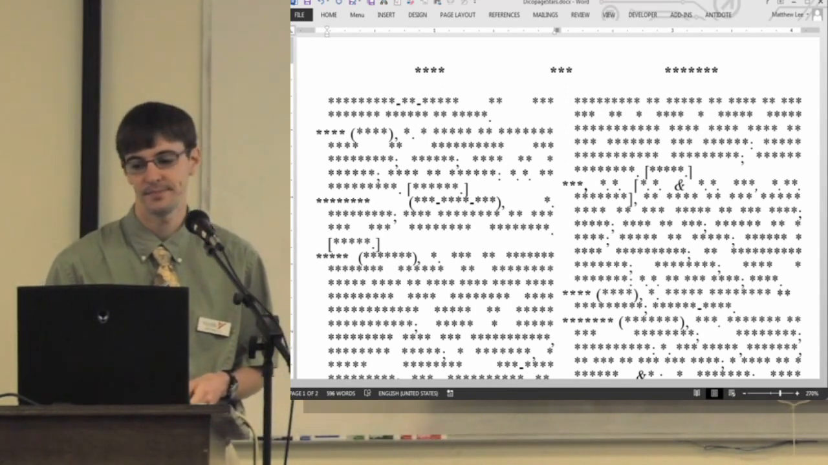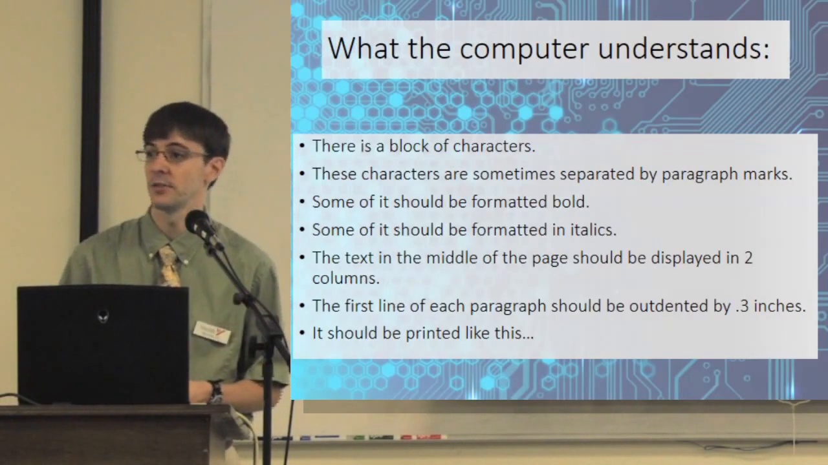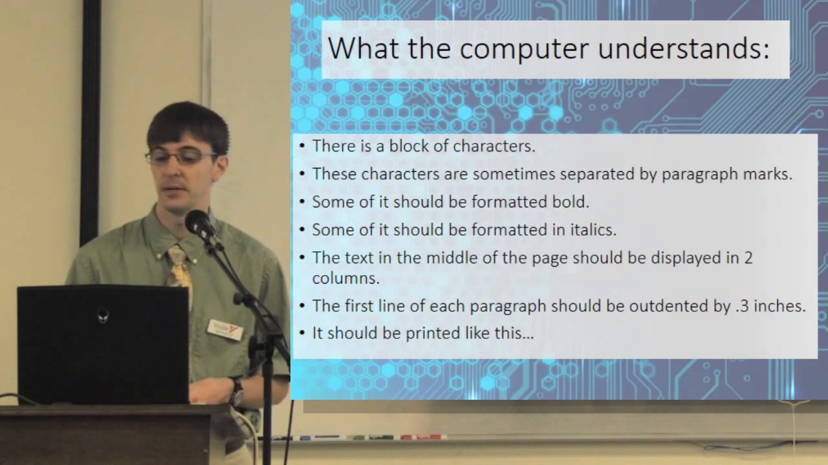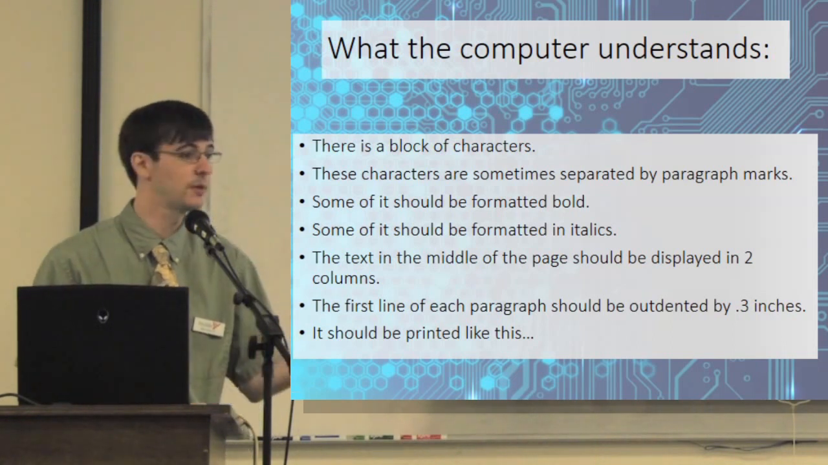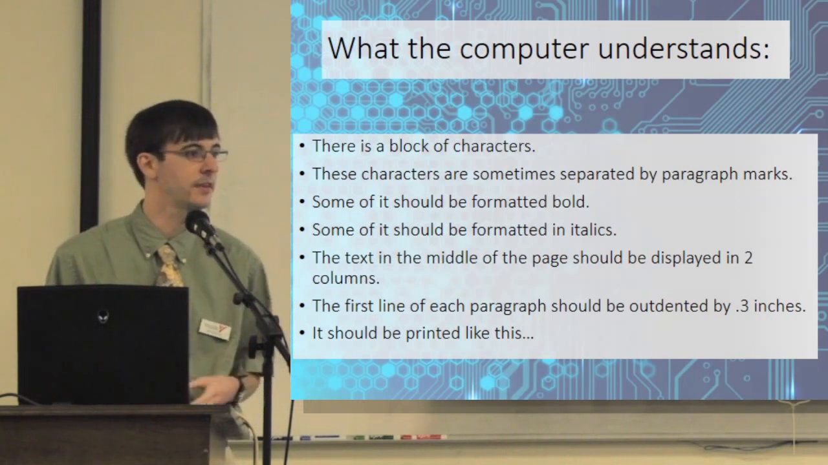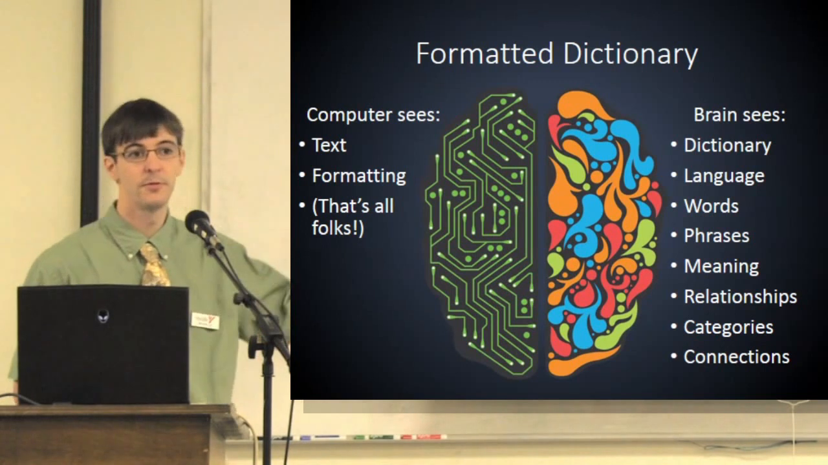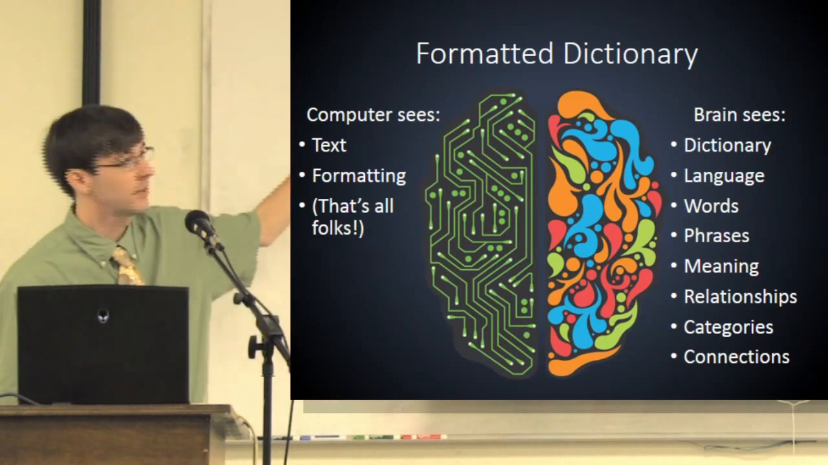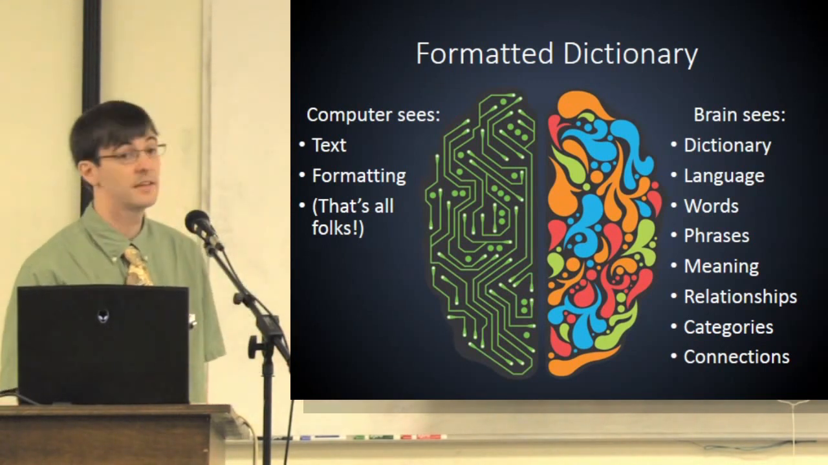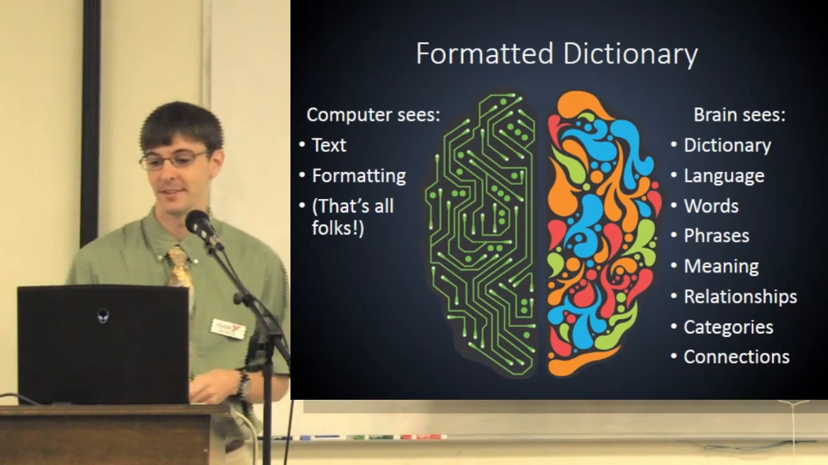Probably not. So the computer understands from that there's a block of characters, that these characters are sometimes separated by paragraph marks. Some of it should be bold, some in italics, columns. It should be printed like this. That's really the information that's there. So as a review, with a formatted dictionary, you get text, you get formatting, and that's all. What you see is all you get, as Gary likes to say.